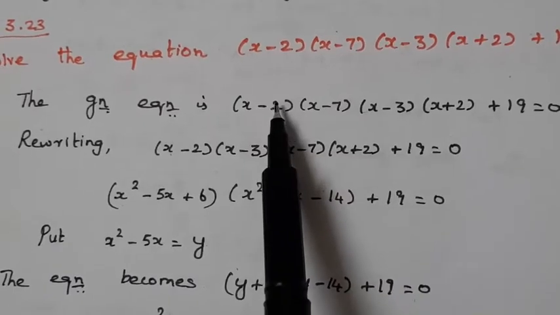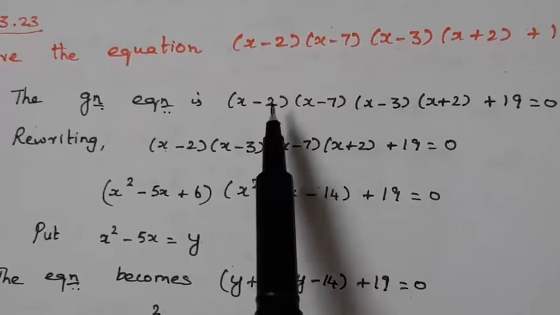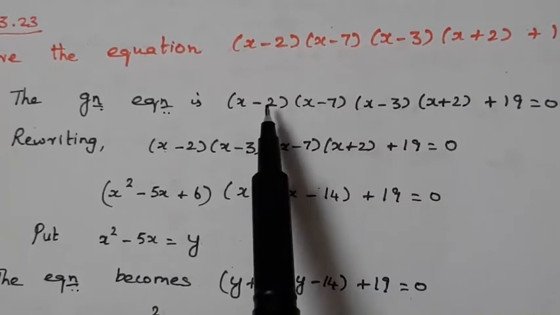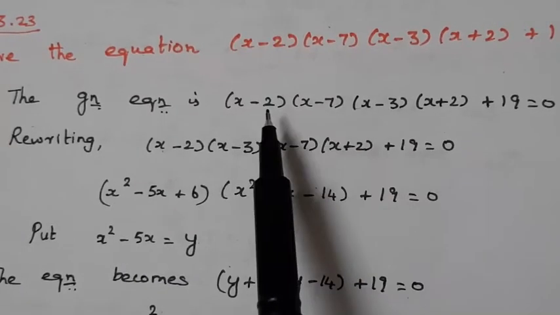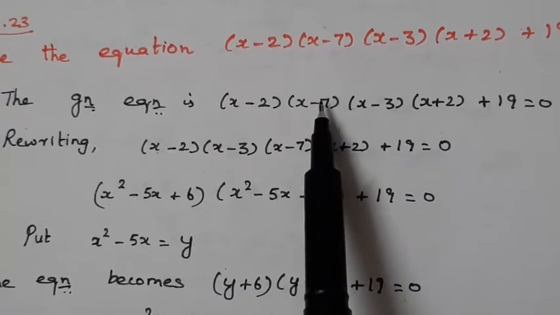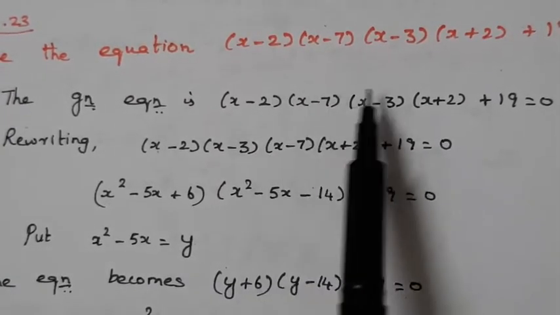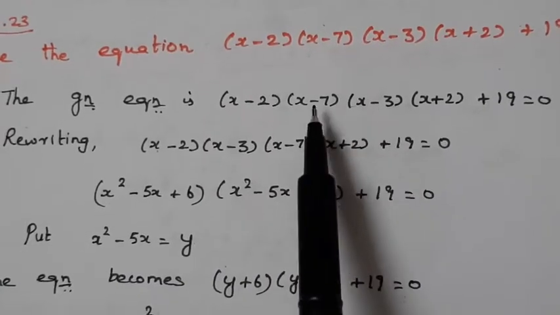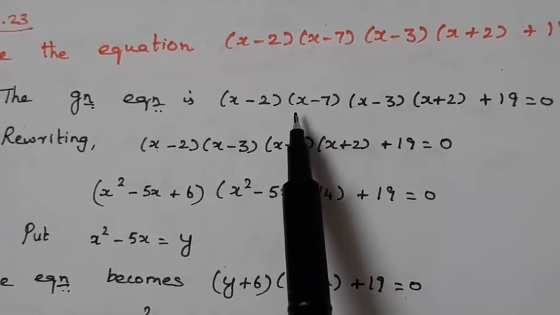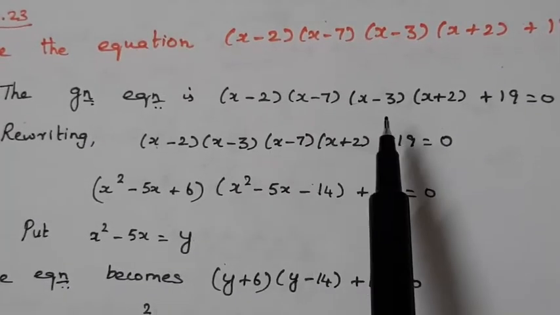That means taking 1 and 3 and 2 and 4. So 1 and 3 means x minus 2 into x minus 3. So x squared, then minus 2x minus 3x, that is minus 5x. Okay. And here x squared, then minus 7x plus 2x, minus 5x. So if you take this pair, that is 1 and 3, 2 and 4, you will get the resulting quadratic. The coefficient of x squared and the coefficient of x are same.